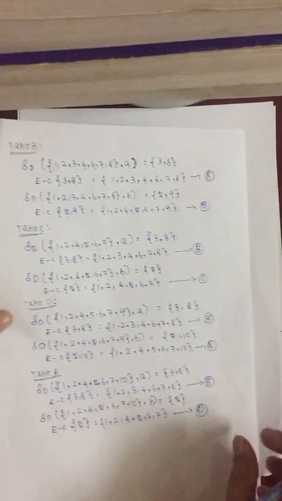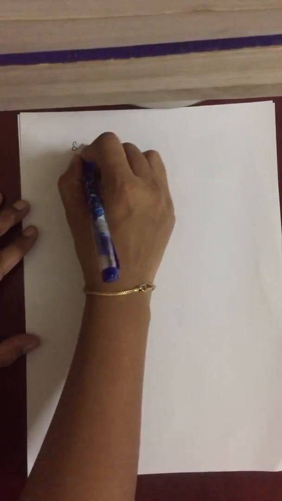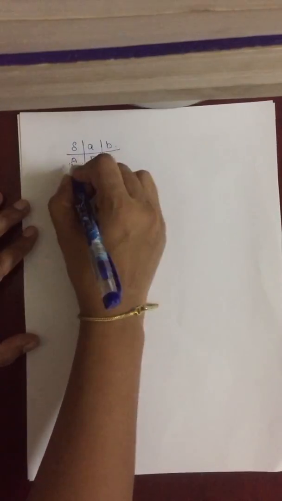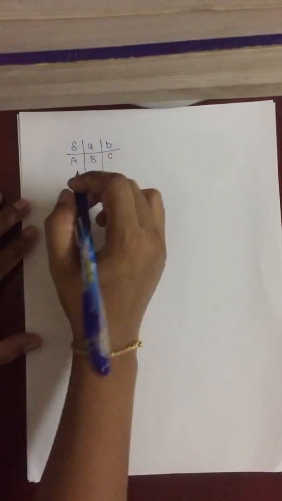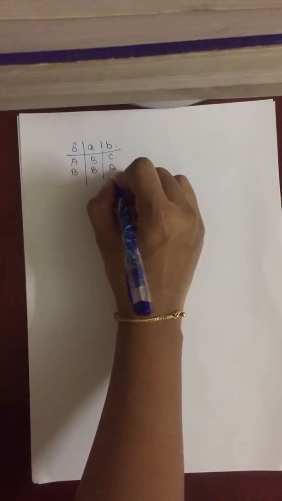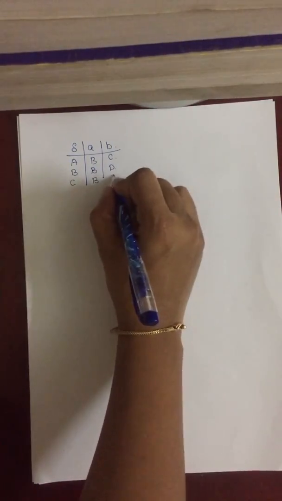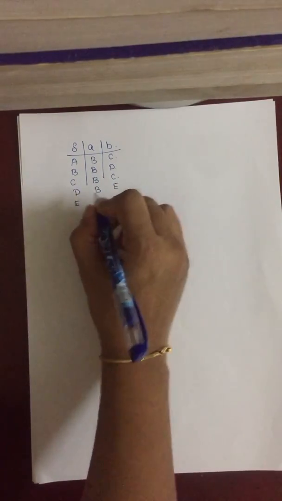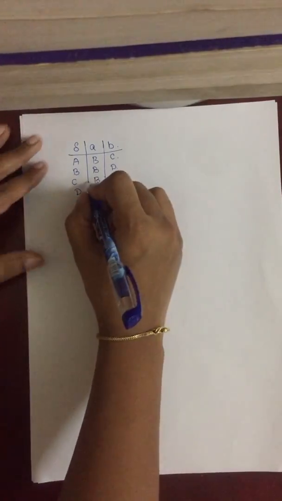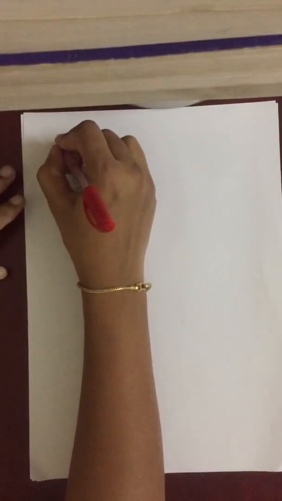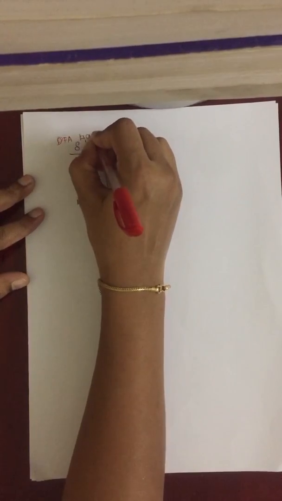Now we are just going to construct the DFA diagram for this transition table. So this is going to be our final transition table for our DFA. A with A, it is going to the state B. A with B, it is going to the state C. B with A, it is going to the state B. B with B, it is going to the state D. C with A, it is going to the state B. C with B, C. Then for D, D with A, B. D with B, E. E with A, B. E with B, C. Right? Now, this is the final transition table for constructing DFA.